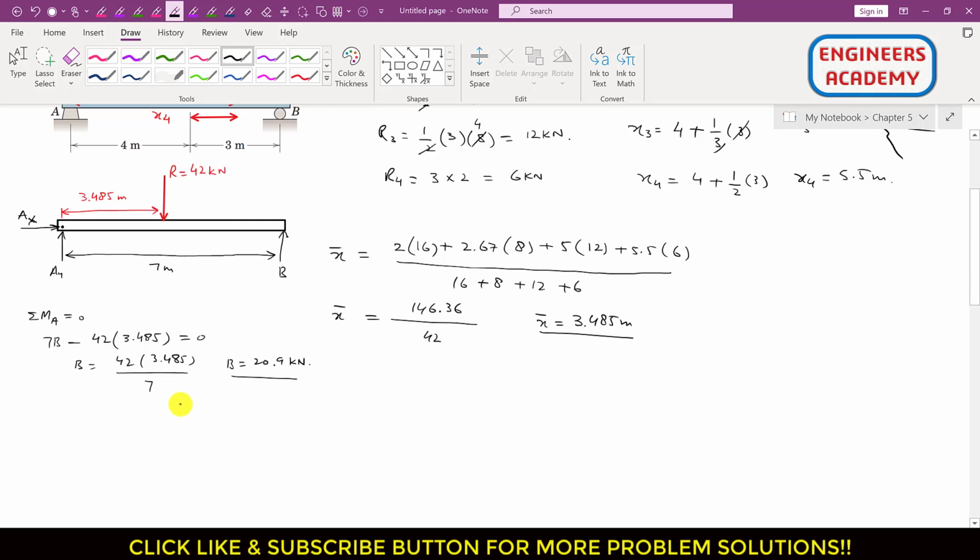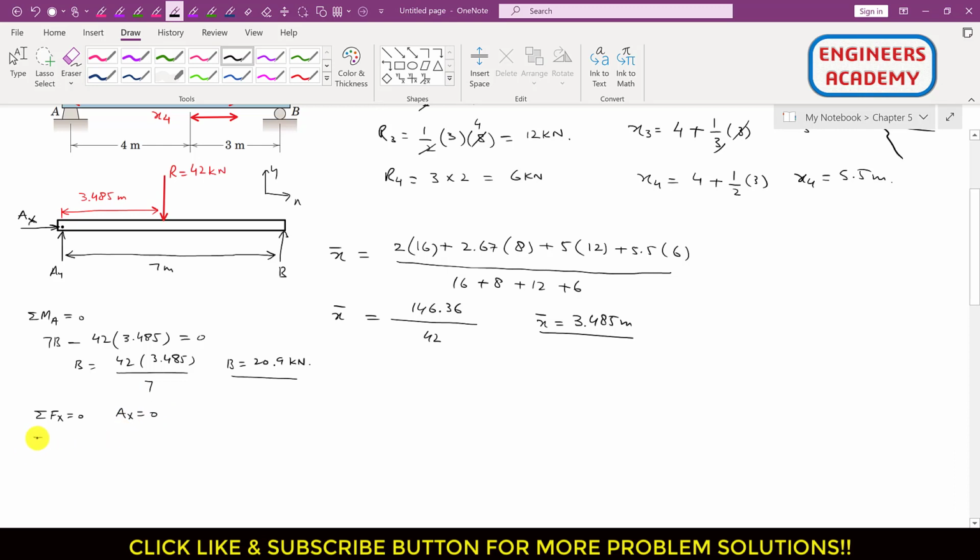And similarly, now if we apply the summation of forces along x equals to 0, so as we can see that this AX is acting in the x direction, right? If this is our positive x and y direction, so only this AX is acting in the positive x direction, so this means that AX is equal to 0. There is no other force in the x direction.